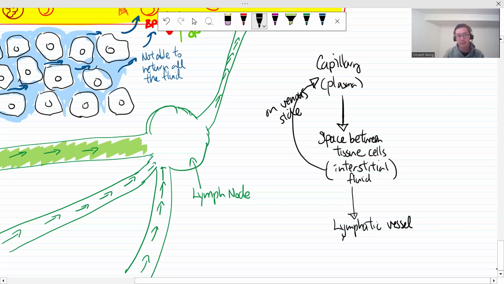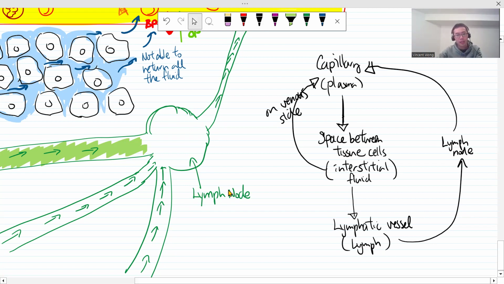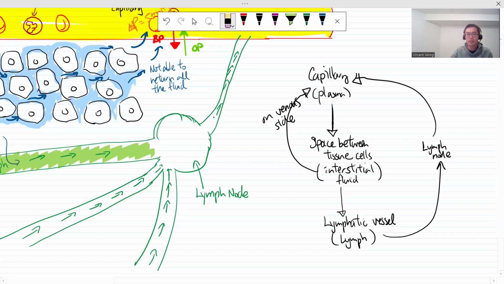And once it's in the lymphatic vessel, we give it a different name. We call it lymph now. And the lymph is going to go to the lymph node. And then afterwards, it's going to go back to the blood. I'm going to zoom out a little bit for you to catch up. Now is a good time to ask questions if you have any.